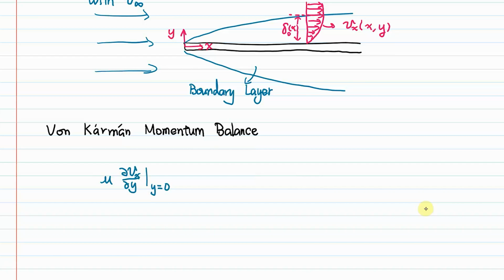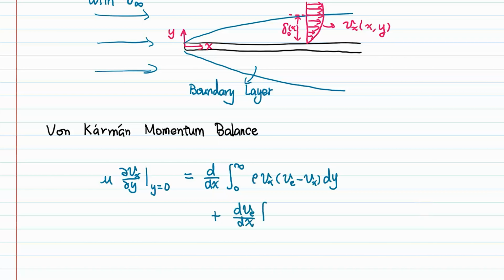So that's your left-hand side, and on the right-hand side we have two terms. The first one would be d/dx times the integration from 0 to infinity of rho Vx times (V sub e minus Vx) dy, plus dV sub e/dx times the integration from 0 to infinity of rho (V sub e minus V sub x) dy.